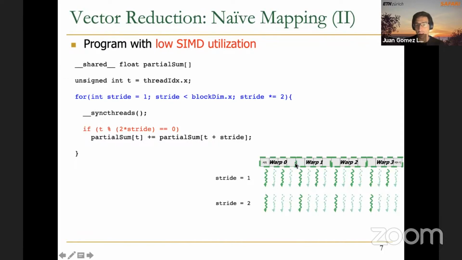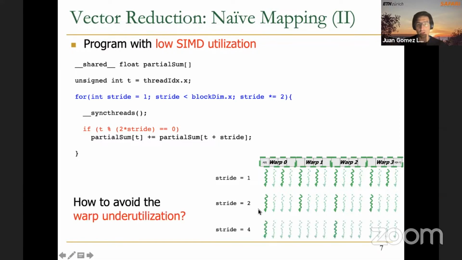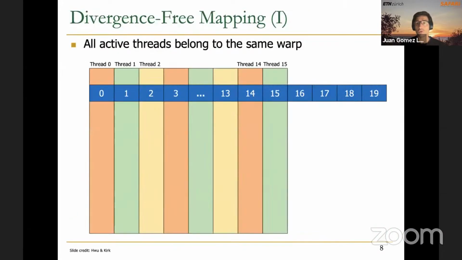And this means that the utilization of each of these individual warps reduces as we make progress and go to the next iteration, as you can see. So we were discussing how we can avoid the warp underutilization or the low SIMD utilization that we have in this program. So we talked about a different way of doing the mapping.